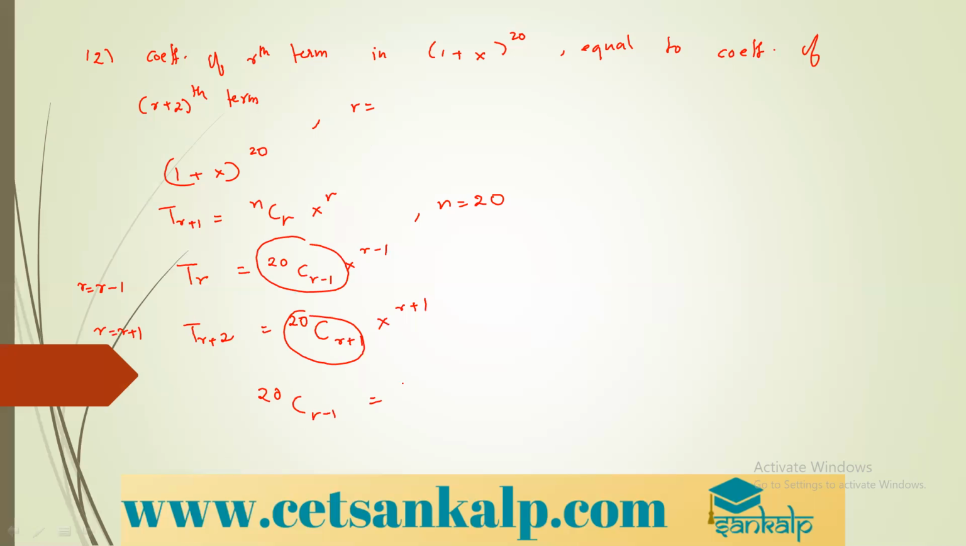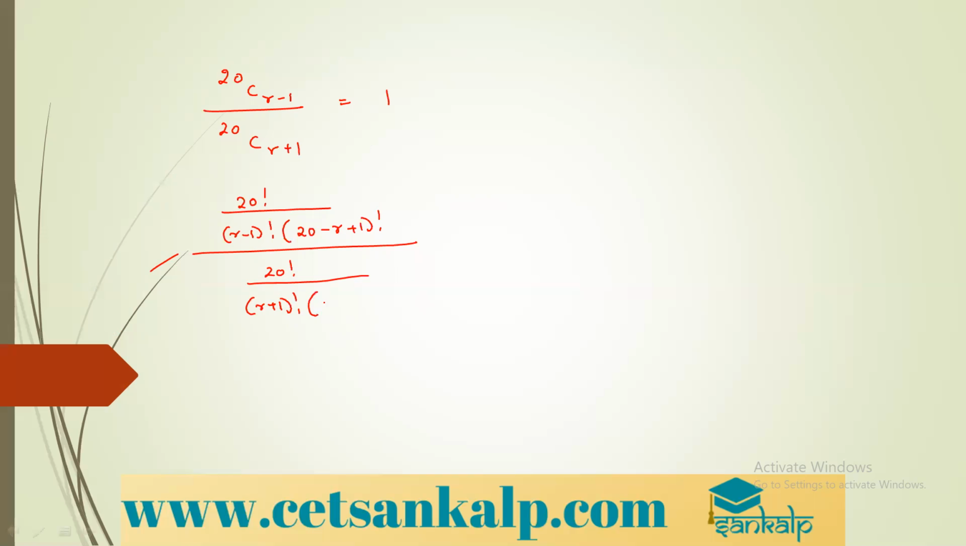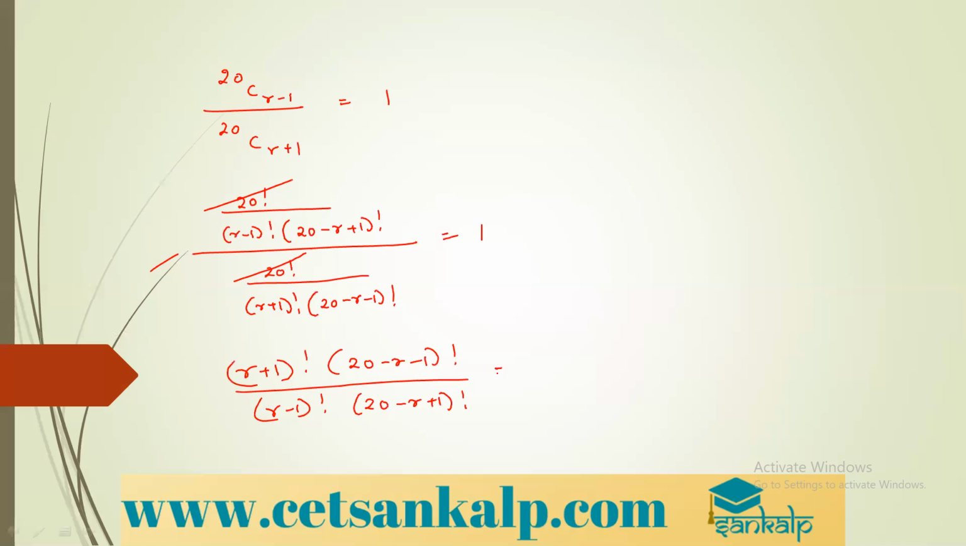20C(r-1) equal to 20C(r+1), or 20C(r-1) by 20C(r+1) equal to 1. That means 20 factorial by (r minus 1) factorial into (20 minus r plus 1) factorial, by 20 factorial by (r plus 1) factorial into (20 minus r minus 1) factorial, is equal to 1. First of all, 20 factorial will cancel. Then we have (r plus 1) factorial into (20 minus r minus 1) factorial by (r minus 1) factorial into (20 minus r plus 1) factorial equal to 1.